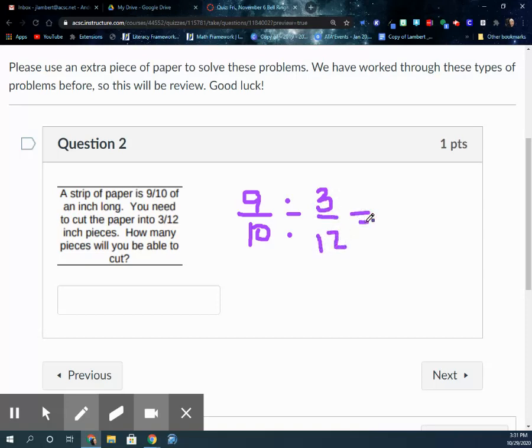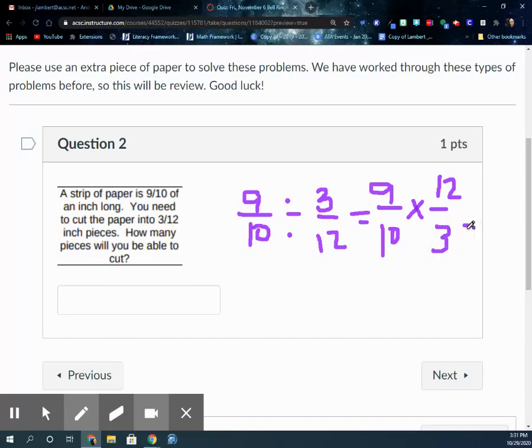So this is going to be a division problem. I've got 9/10 divided by 3/12. If I do this, I'm going to need to use multiplication because we can't really divide fractions. So I'm going to take my first number, keep it the same. I'm going to change the division sign to a multiplication sign, and then flip the second fraction. So it will be 12 over 3.